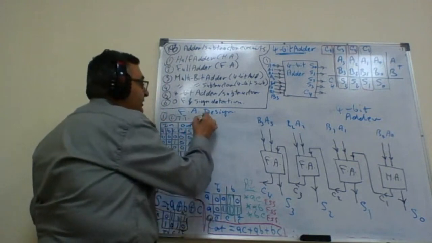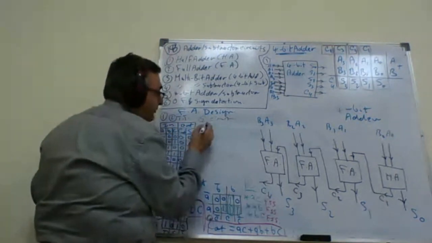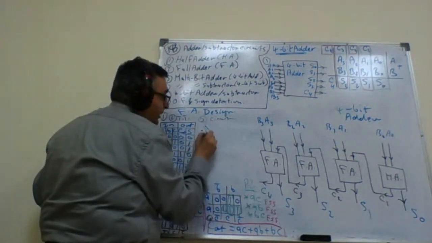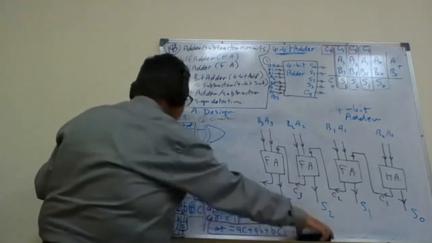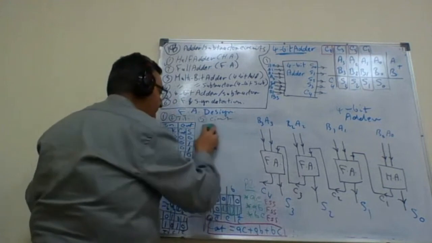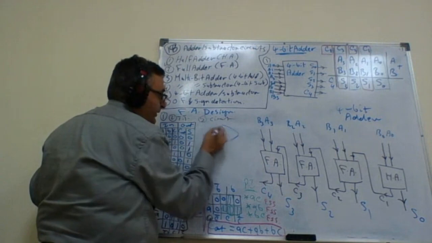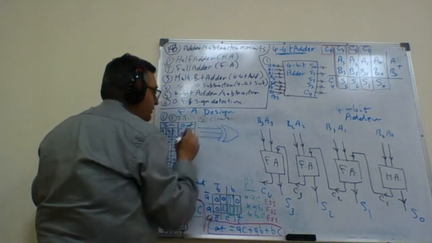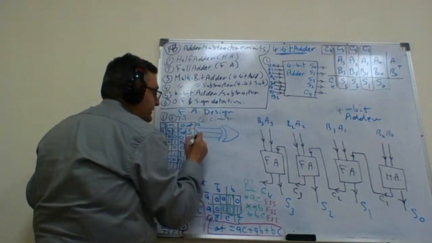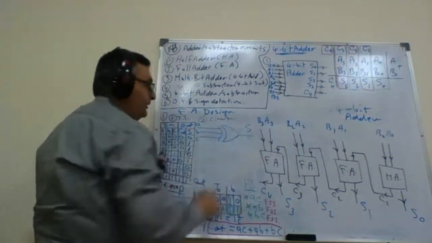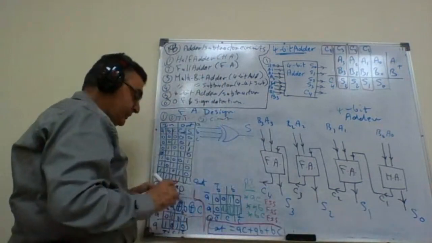Step number 5 is the circuit. Can we draw the circuit? Yes. I have here an XOR between three inputs, which we call A, B, and C. This will give me directly the S for the full adder. Okay?